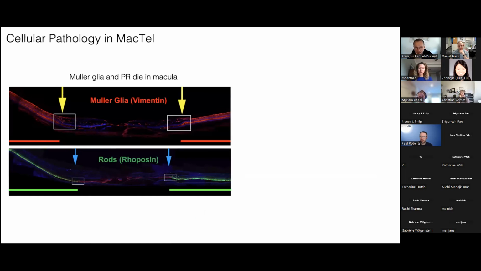From post-mortem histology, we've gained some insight as to what is actually happening. In the MacTel region, or the macular zone, what is observed first is this loss of Mueller cells, and then that appears to be followed by rods and then later cones. And that is all very tightly contained to this MacTel zone.